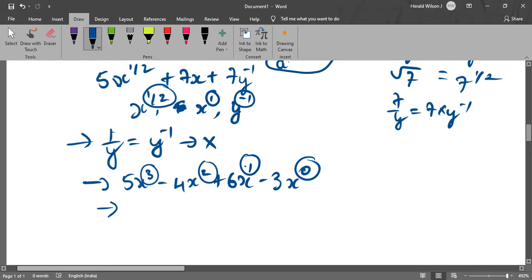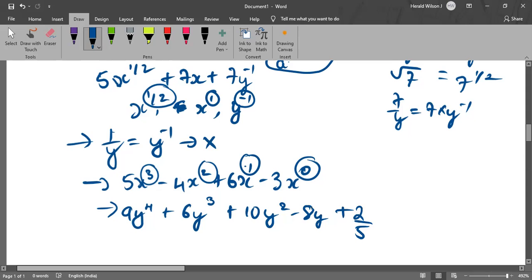So now 9y raised to 4 plus 6y raised to 3 plus 10y square minus 8y plus 2 by 5. Yes, again, this is also a polynomial. All are having positive integral powers only. Here also you can say x raised to 0 if you take, it will be 2 by 5 only. So therefore, all of these are polynomials.